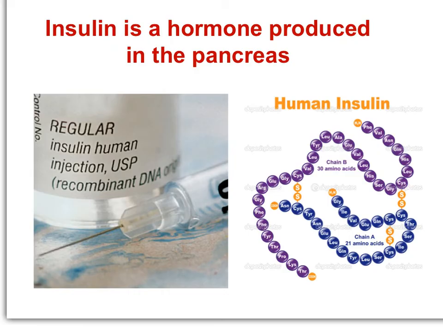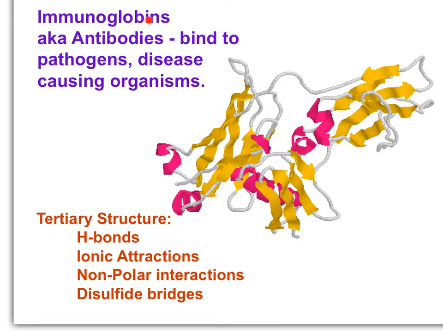Many hormones are made of protein. Insulin is a good example. Hormones regulate body function, assisting in homeostasis, the maintenance of a constant internal state. Immunoglobins, also known as antibodies, are protein structures that bind to pathogens. Pathogens are disease-causing organisms. Antibodies reduce infection by binding to pathogens and disabling them.